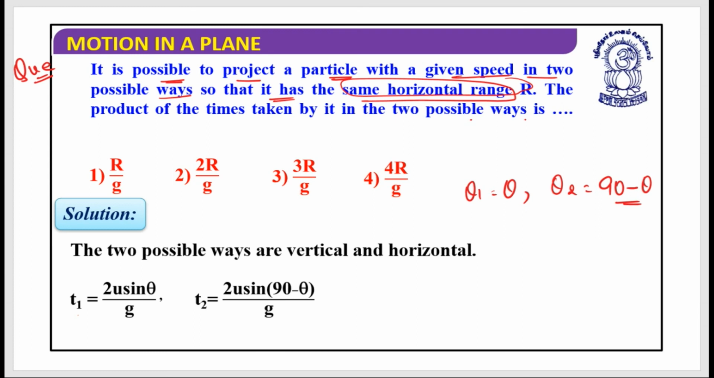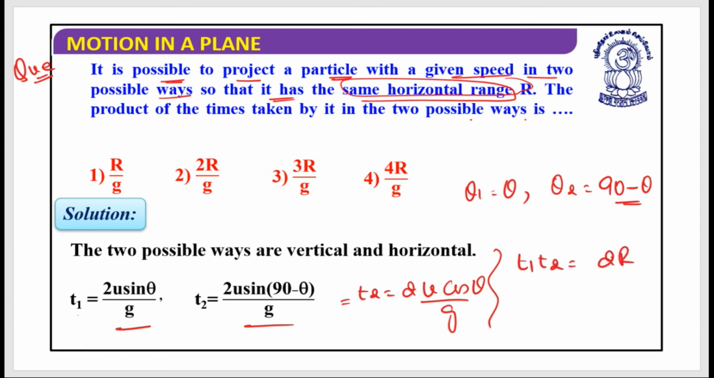Yes, so this time of flight is 2u sin theta by g. The second is 2u sin(90 minus theta), and this is equal to t2, that is equal to 2u cos theta by g. If you remember, this is the question that we have done in our class notes as well. It's t1 into t2. If you multiply this, it's 2R by g. If you don't know that, please go through the class notes again, revise it and try to get it done as soon as possible. Yes, range is 4 root of h1 h2.